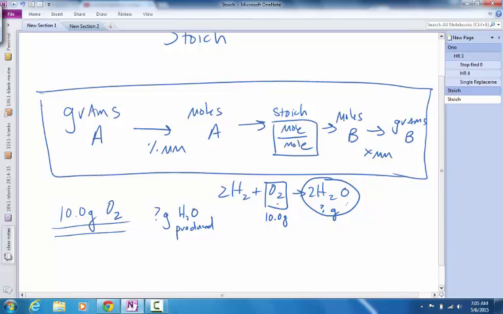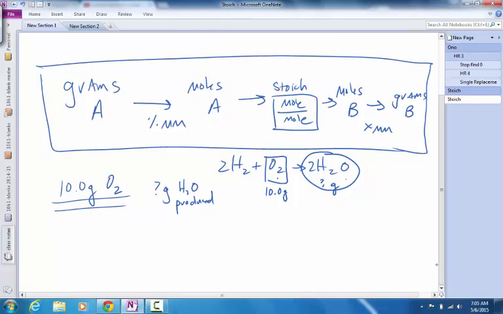Now look at the ratio. It's a 1 to 2. 1 oxygen for 2 water. So that's going to be important. That's going to be our stoich. So sometimes students get stuck of where to start. You always start with your limiting reactant or what you know. 10 grams of oxygen. Again, looking at our map up here, we need to now divide by the molar mass.